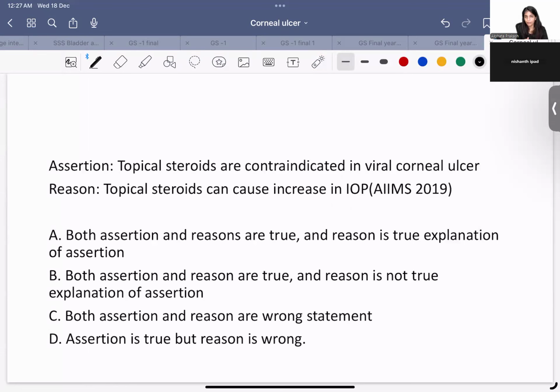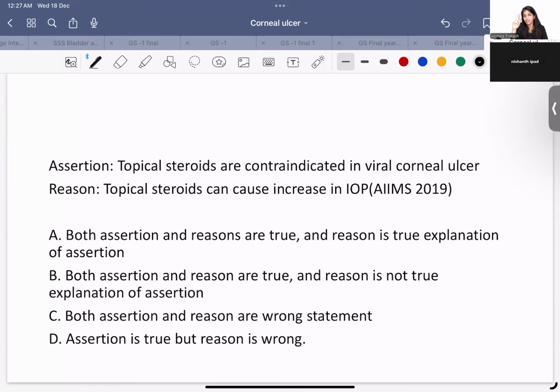This is another question from AIIMS 2019. Back then, AIIMS had a separate exam. Here they have given assertion and reason. So the assertion says topical steroids are contraindicated in viral corneal ulcer. We all know topical steroids are contraindicated in any corneal ulcer, but viral corneal ulcer is the only one where we use topical steroids. Keep this in mind.